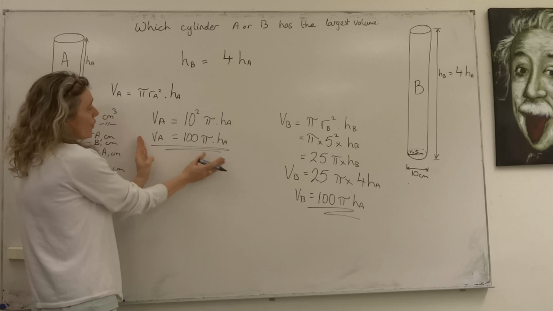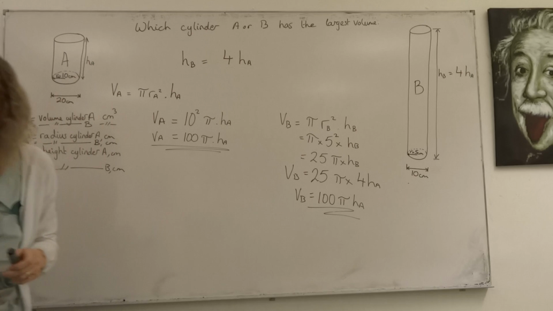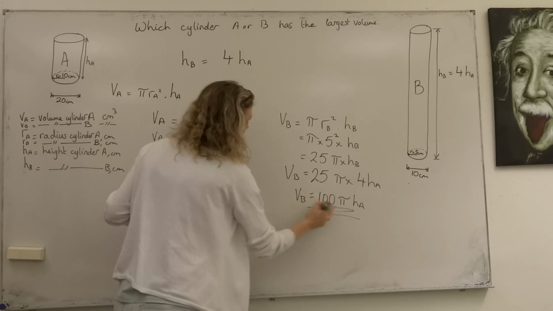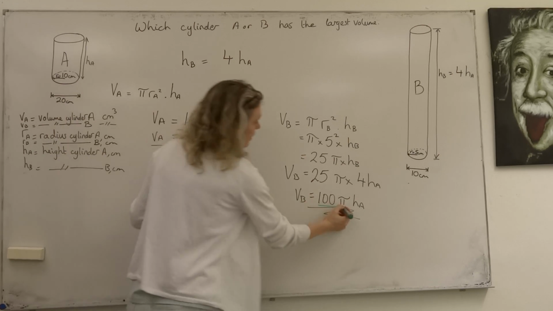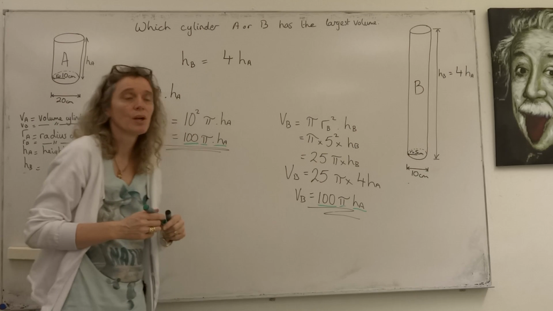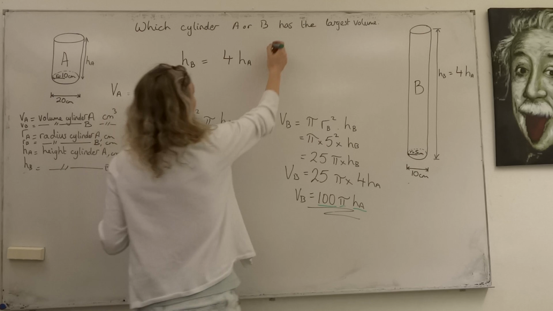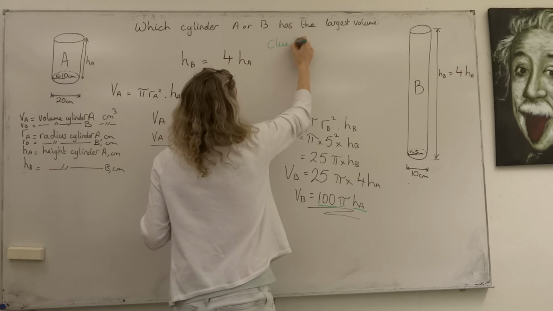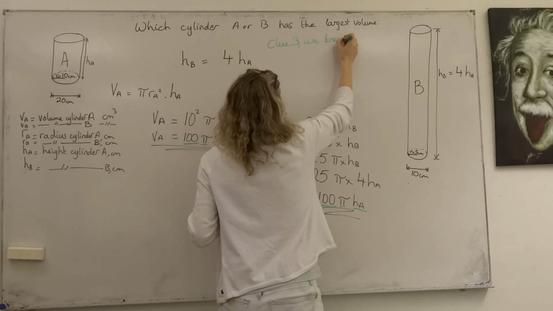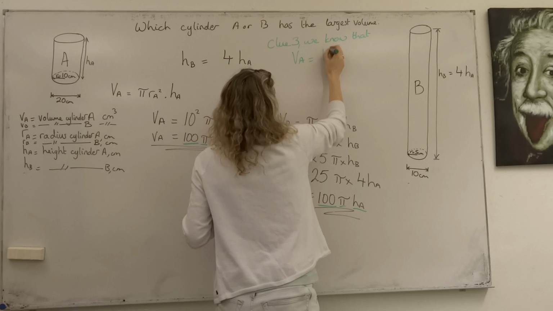We can see that the volume of A and the volume of B are totally identical. They have all the same terms in. Here's 100, here's 100. Here's times pi, here's times pi. Here's times HA, here's times HA. So these volumes are identical. So therefore, after clue 3, we know that volume A equals volume B.